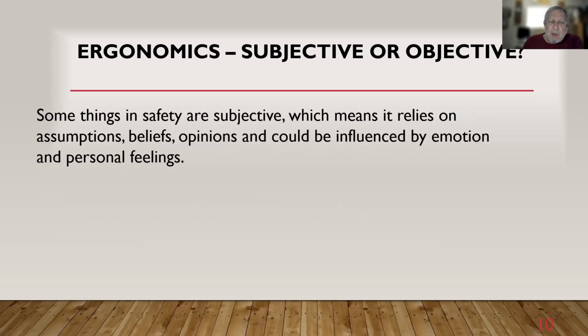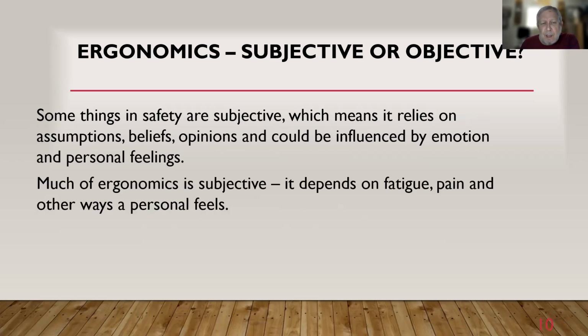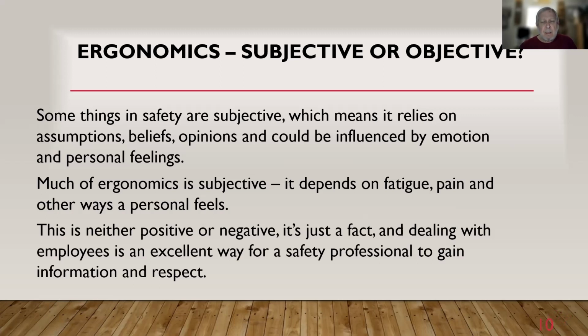But some things in safety are subjective, which means it relies on assumptions, beliefs, opinions, and could be influenced by emotion and personal feelings. A lot of ergonomics is subjective. It depends on fatigue, pain, and other ways a person feels. It's real, but it depends on how they feel. So one person could do one job and feel one way, and the same person could do that same job and feel a different way. This is neither positive nor negative, it's just a fact. And dealing with employees is an excellent way for safety professionals to gain information and respect.